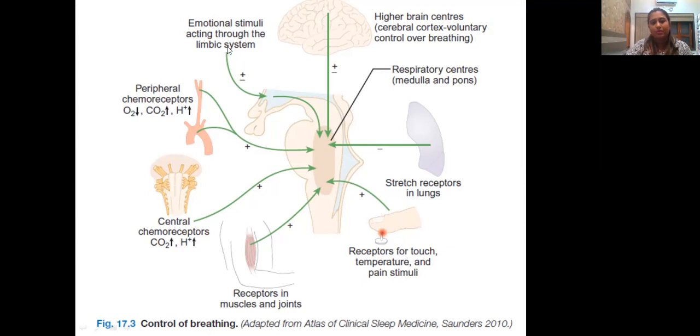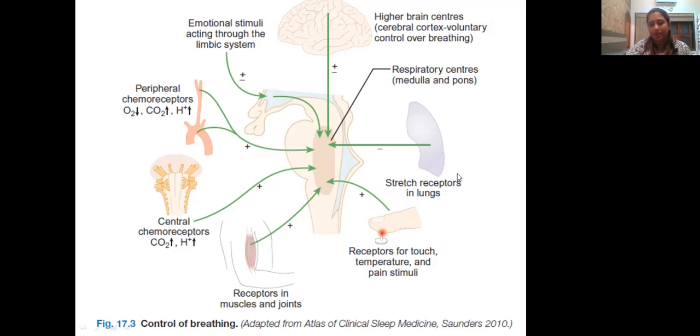When there is emotional stimuli acting through the limbic system, it can cause both positive as well as negative effects. Too much of elation, usually not in the babies, but normally too much of elation will cause more respiration, whereas depression or sadness or bad emotional stimuli can cause this negative effect. Then higher brain centers or cerebral cortex, which is the voluntary control over breathing, can have both stimulatory and inhibitory drive on the respiratory center.